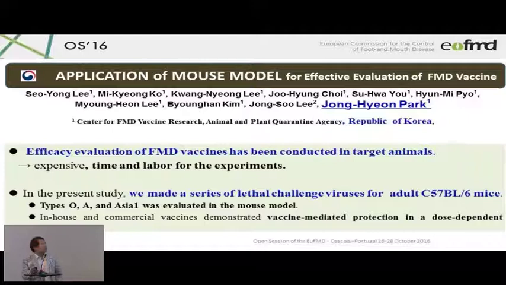So in this study, we made a series of challenge viruses for adult C57 mice. Mainly, we tried O, A and ASHA1, which were evaluated in the mouse models. The result is that the vaccine evaluation demonstrates vaccine-mediated protection in a dose-dependent manner.